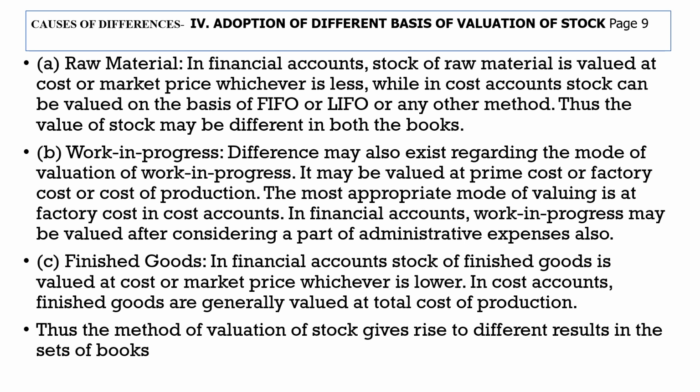The next cause of difference is adoption of different bases of valuation of stock: raw material, work in progress, and finished goods. In financial accounts, raw material stock is valued at cost or market price, whichever is less. In cost accounts, stock is valued on the basis of FIFO or LIFO or any other basis. The method is based on that method. So there is a difference. There may be a chance of difference in inventory valuation.